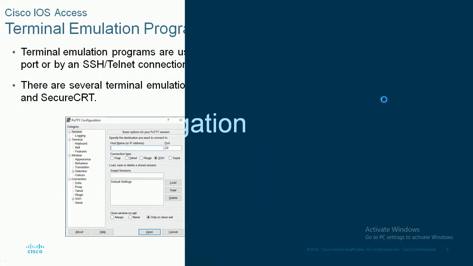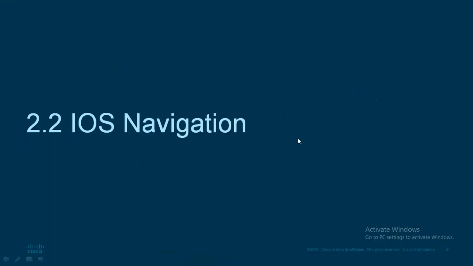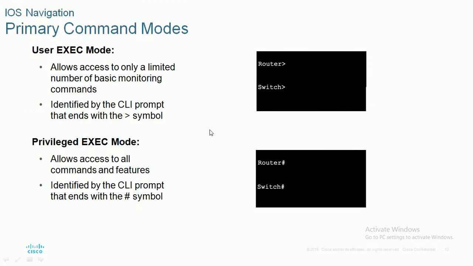Now IOS navigation. Let us suppose we access the switch. Already we discussed the access methods like console, secure shell and telnet. In any of these methods, I successfully accessed the switch, or I successfully accessed the router. Then we are going to get this kind of black window, and if it is a router, we will get this kind of prompt. If it is a switch, we are going to get this kind of prompt.